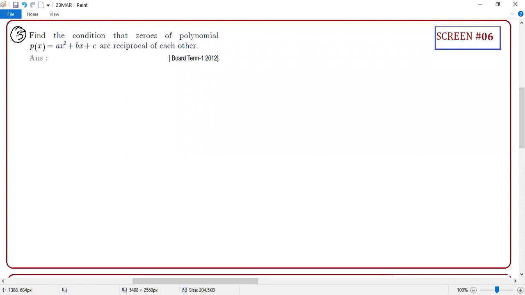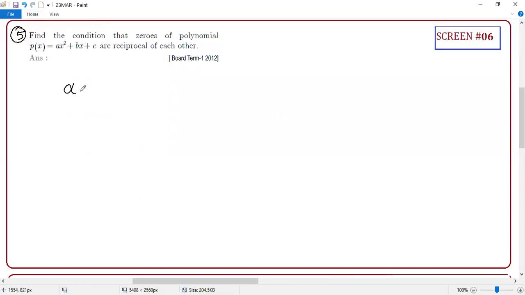Find the condition that the zeros of the polynomial are reciprocal to each other. On what condition? Anyone, just think, na? Let's take alpha as alpha, and beta will be what in that case? 1 by alpha. Correct or not? Because they said reciprocal. 1 by alpha. So the product of zeros is what?